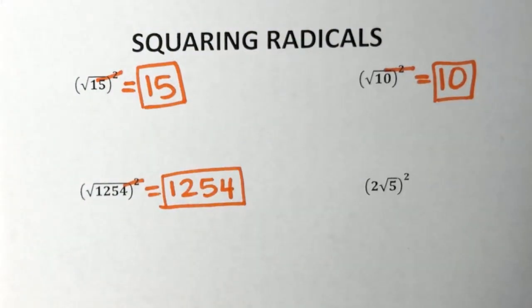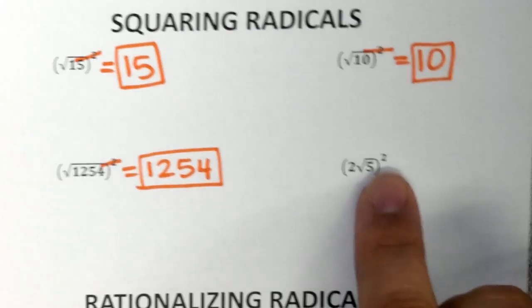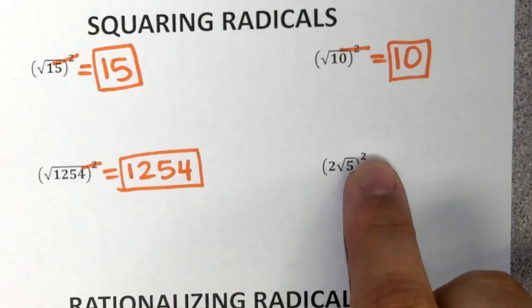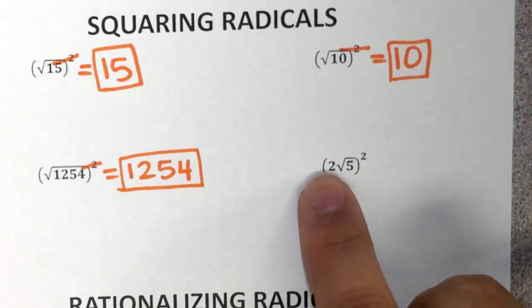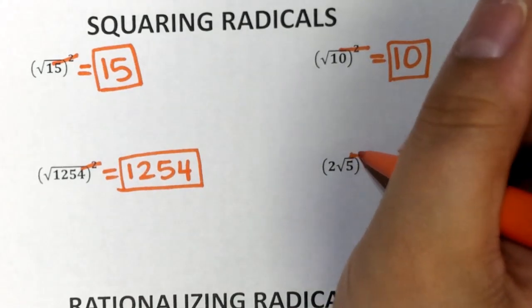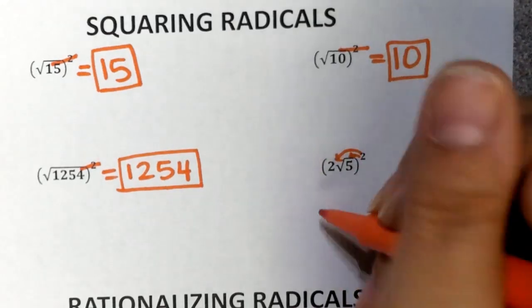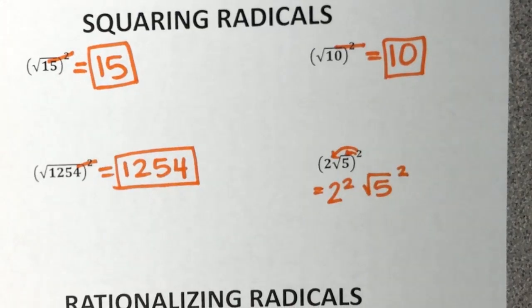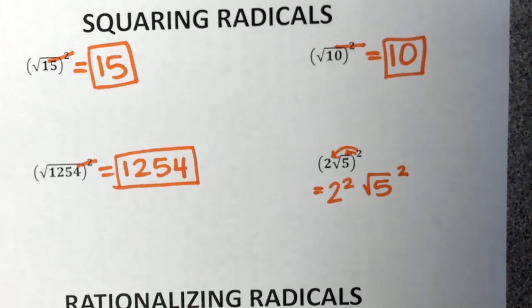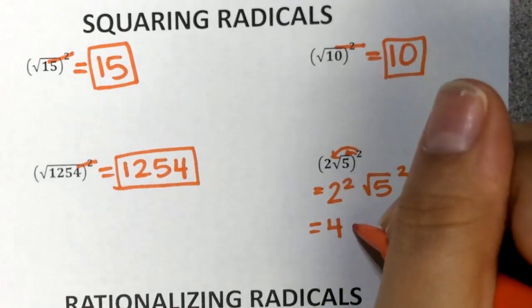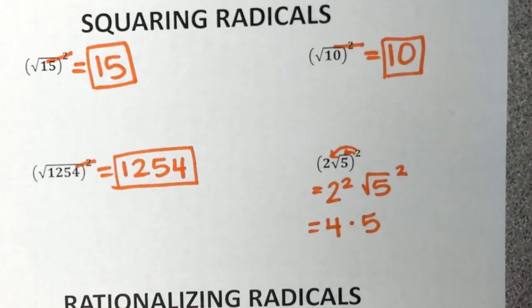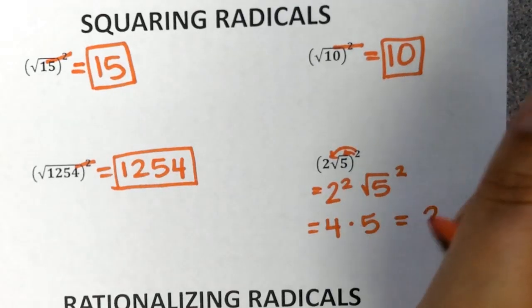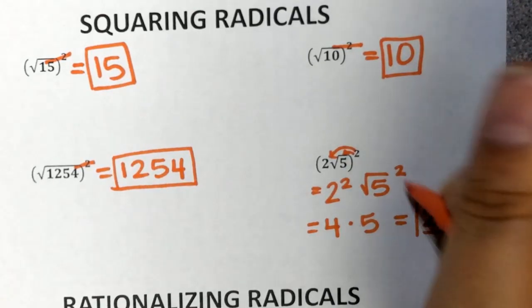Now, this next one, a lot of people get wrong. Because y'all like to say the square root of 5 squared is 5 times 2 is 10. That's wrong. You have to distribute the squared to both of them. So it's going to become 2 squared times the square root of 5 squared. What is 2 squared? 4. Square root of 5 squared, 5. And what's 4 times 5? 20. Because those cancel.